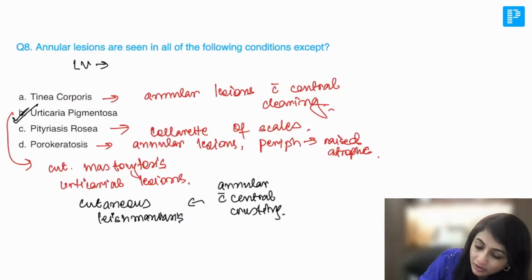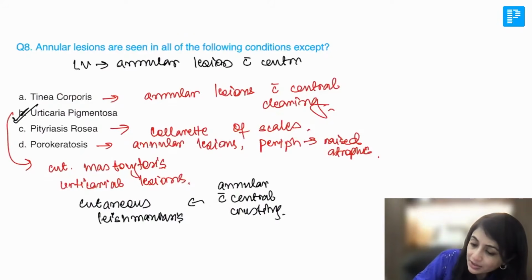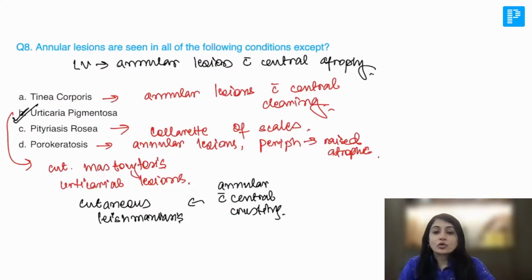annular lesions with central atrophy. So if it is central atrophy, I call it lupus vulgaris. Central clearing, I call it tinea. Cutaneous leishmaniasis, central crusting. Tinea circinata can present with annular lesions. Right? So here the answer would be urticaria pigmentosa.